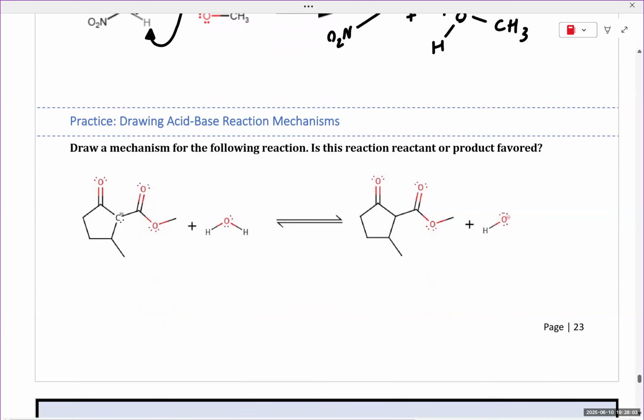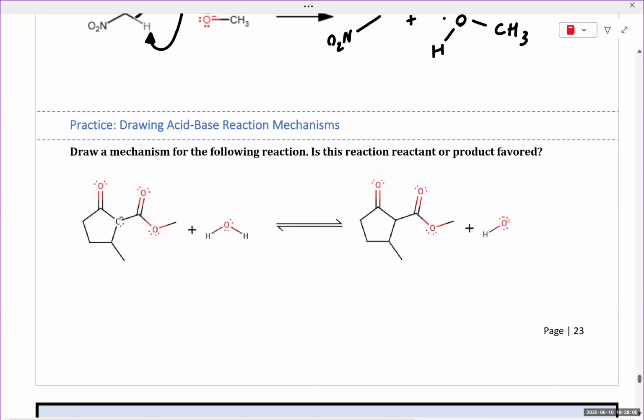So let's do some more practice. I'd like you to take a moment, pause the video at this time, and work on drawing a mechanism for the following reaction. I'd also like you to tell me, is this reaction reactant or product favored? So let's take a few moments and we'll discuss momentarily.